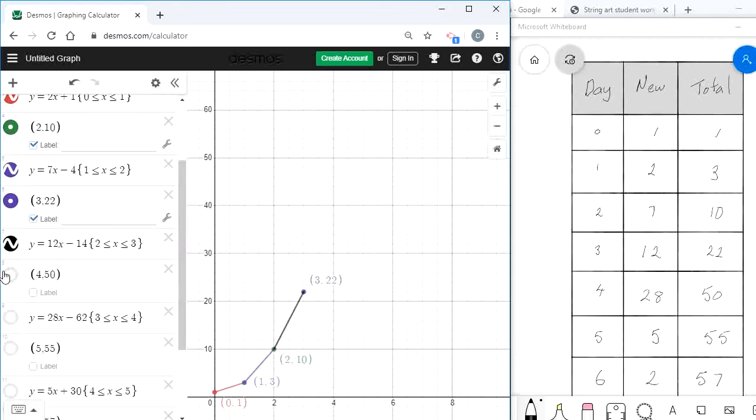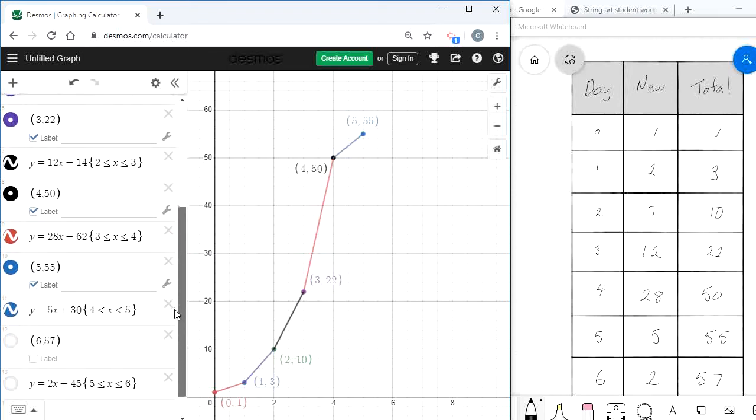Let's put in day 4. And you can see it's very steep indeed, because 28 people got the virus on that day. But let's see what happens when we go to day 5. The steepness has started to flatten out a bit. We've gone across 1, up 5, so that's only a gradient of 5, because only 5 new people got sick that day. So it looks like the curve is starting to flatten a little bit.